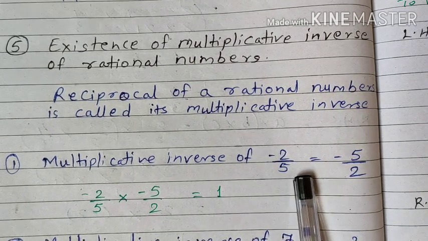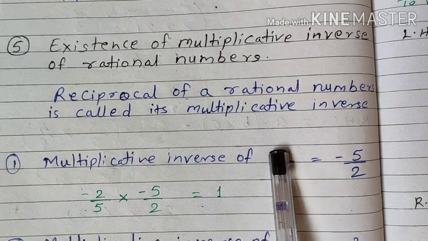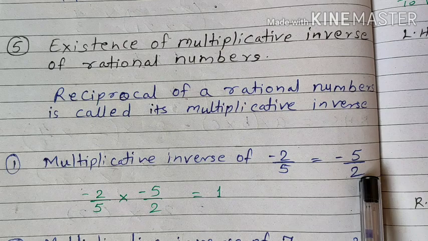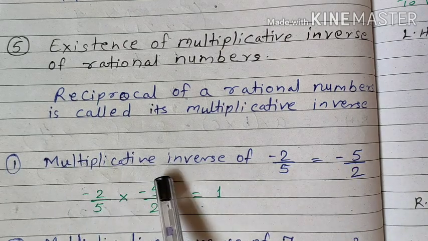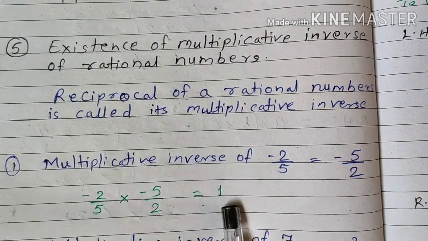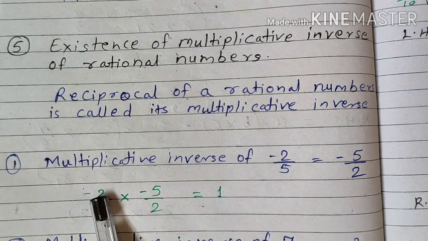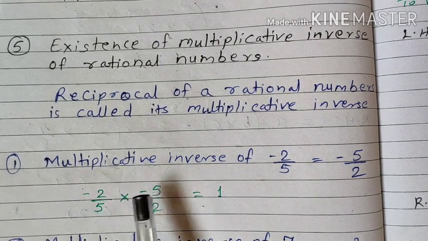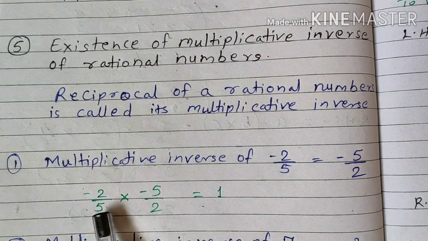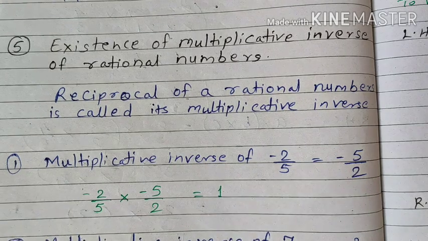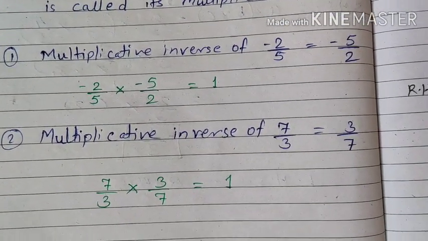And one more property is there. Multiplication of the number and its inverse is always 1. Got it? Because the 2 and 2 will get cancelled, the 5 will get simplified. So minus 1 multiplied by minus 1 is plus 1. Got it? Another example is here.